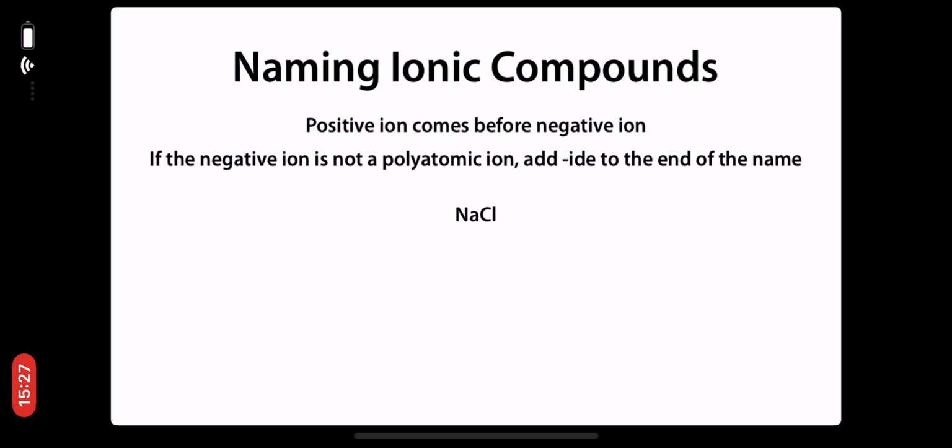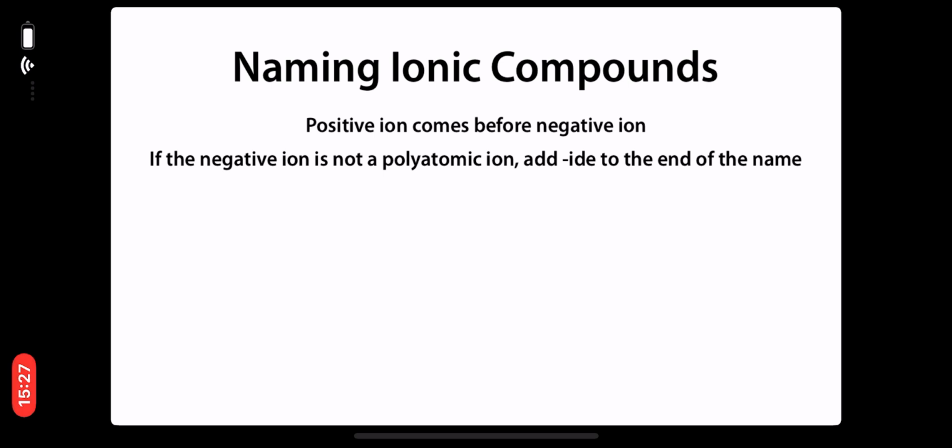So we wanted to name NaCl. NaCl is composed from Na+ and Cl-. Na is sodium and Cl is chlorine. Na+ is the positive ion, we put that in front first. The negative ion is not a polyatomic ion, so we're going to add IDE to the end of the name. So we go from chlorine to chloride. Altogether, NaCl is called sodium chloride.